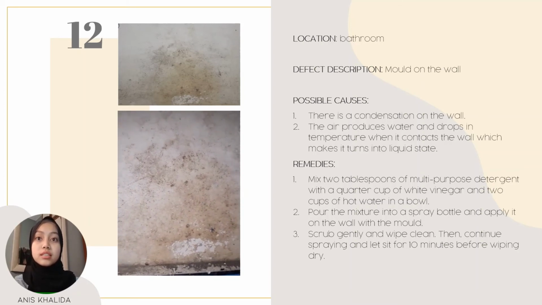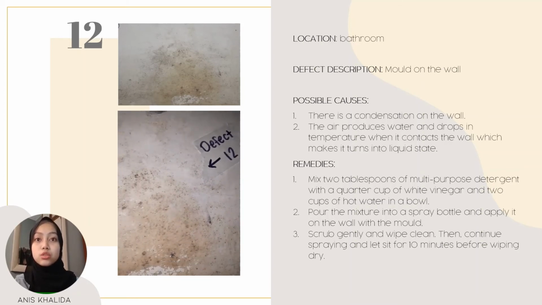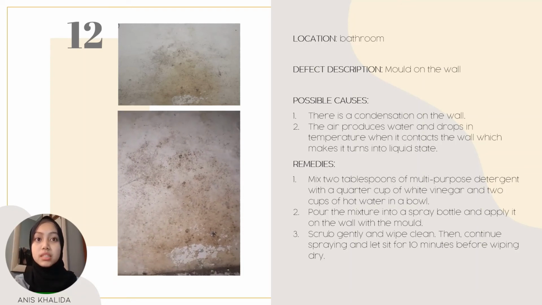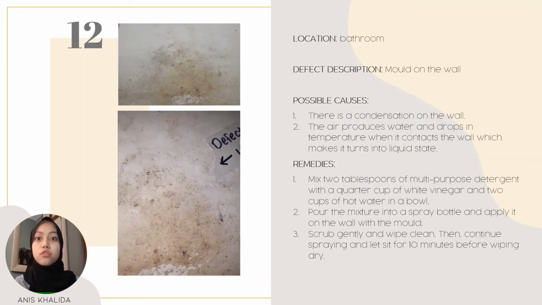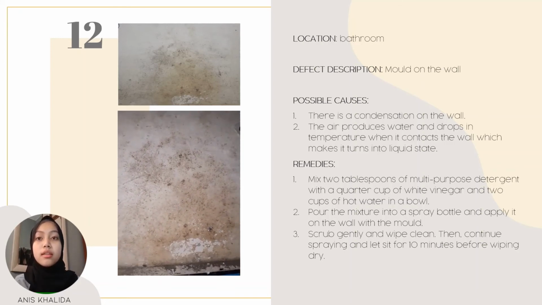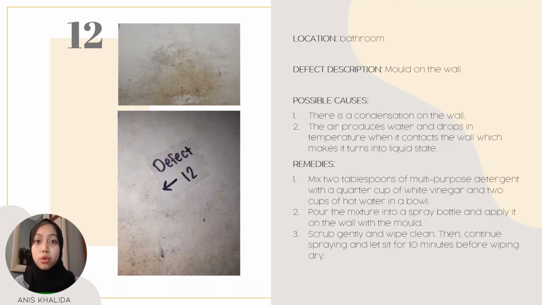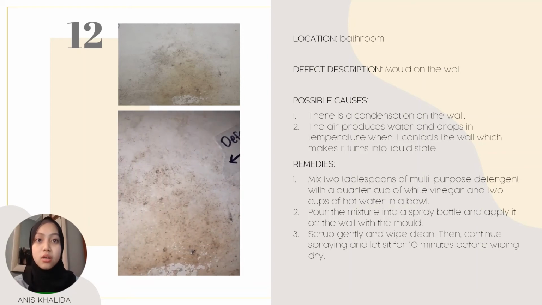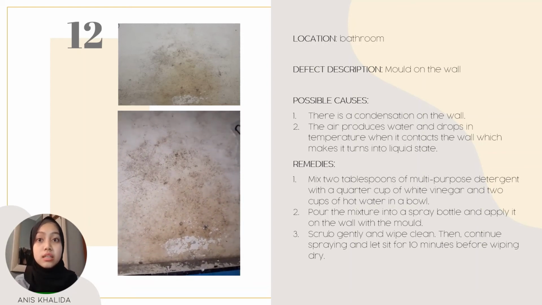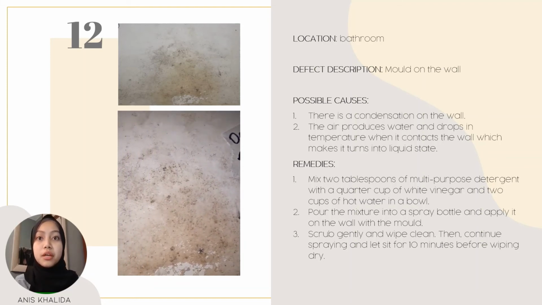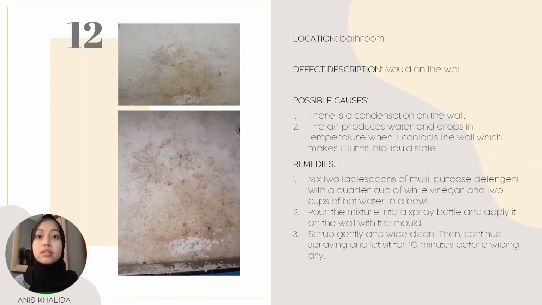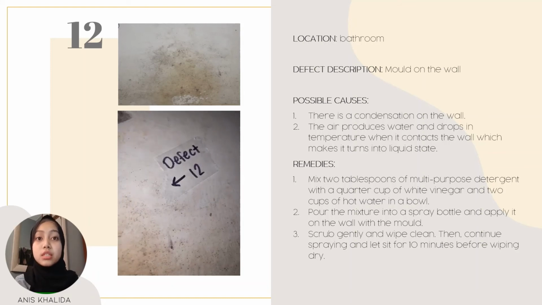To fix this defect, we must mix 2 tablespoons of multi-purpose detergent with 1/4 cup of white vinegar and 2 cups of hot water in a bowl. Then put the mixture into a spray bottle and apply it on the mold. Gently scrub and wipe clean the wall. Then continue spraying and let it sit for another 10 minutes before wiping dry.